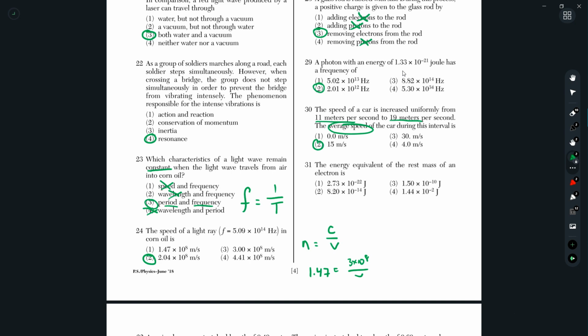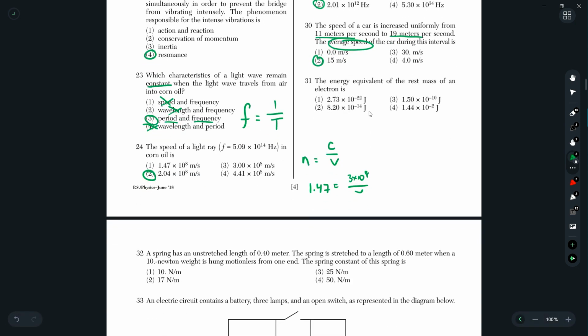The energy equivalent of the rest mass of an electron. I need energy with a relationship to mass. That's E equals mc squared. The mass of an electron is on the front page of your reference table. It's 9.11 times 10 to the negative 31, I'm pretty sure. Speed of light is 3 times 10 to the 8th. So the energy equivalent is going to be right here, 8.2 times 10 to the negative 14th. Don't forget to square the speed of light, by the way.